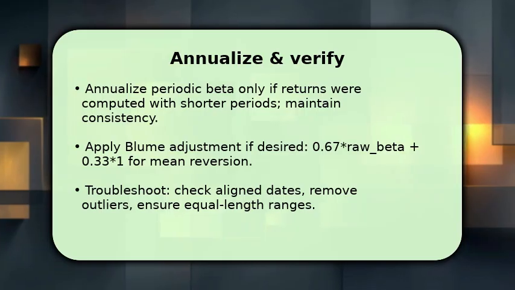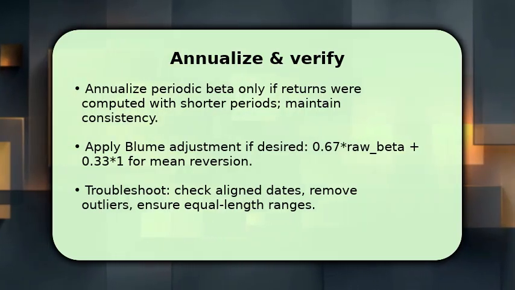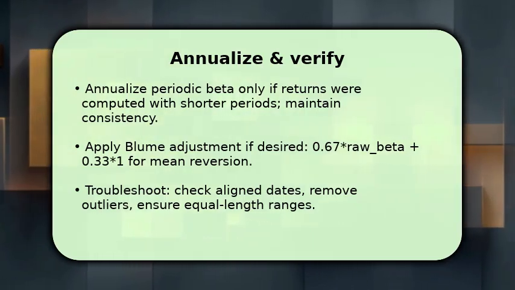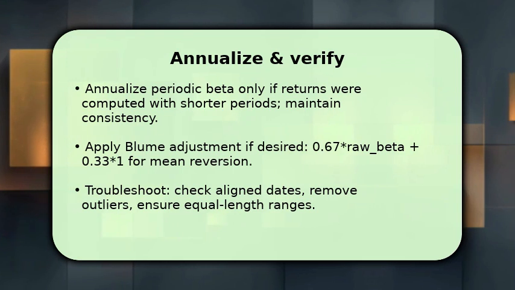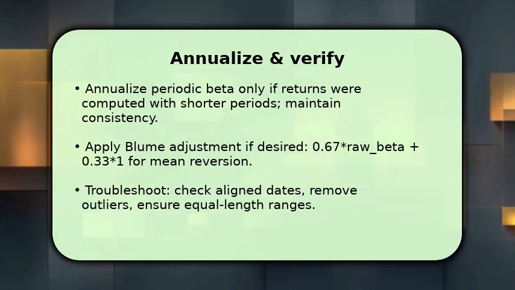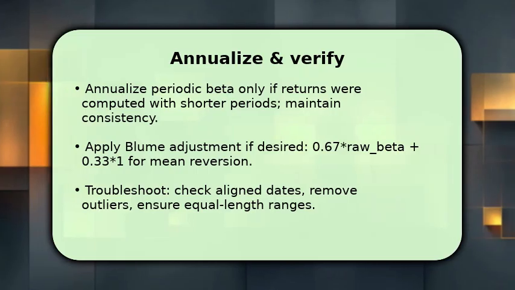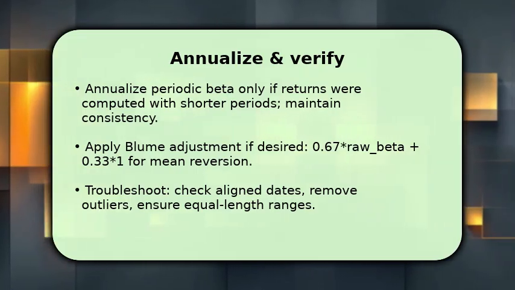Make sure residuals look reasonable and R² is sensible. If results look wrong, check alignment, missing or duplicated dates, outliers, and ensure both ranges are the same length. Correcting those usually fixes calculation errors.